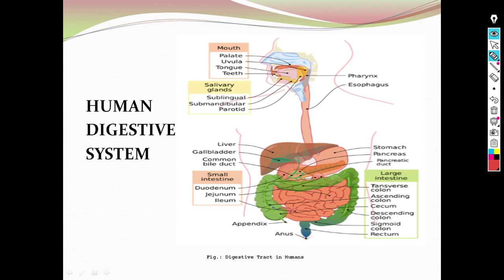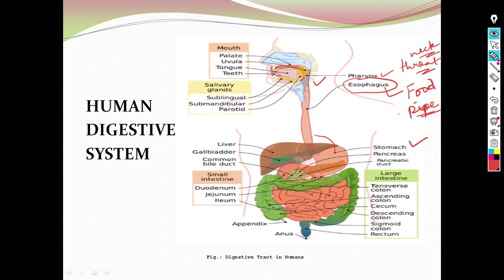Now we will see the next part. After this, you can see there is the pharynx, okay, which is joining your esophagus. This pharynx is your throat portion or neck portion, it is on the neck side. And then the esophagus is your food pipe. So all the food which is passing in your body is passing through your food pipe. And where does it go? It goes to the stomach.